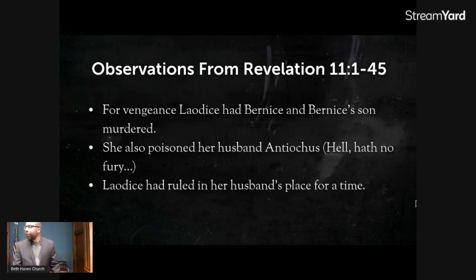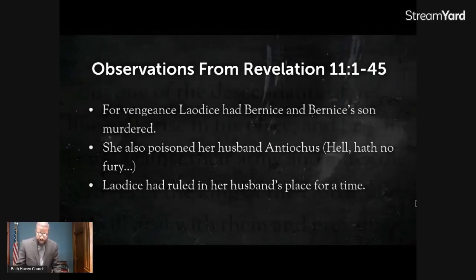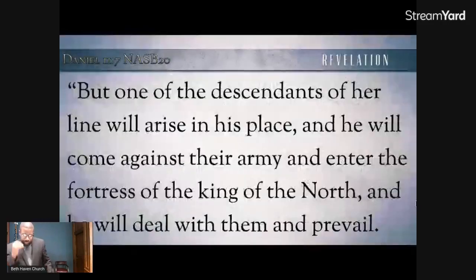So if you want a practical application, don't divorce your wife if you're married, and then take her back, because then hemlock is the word. Verse 7.